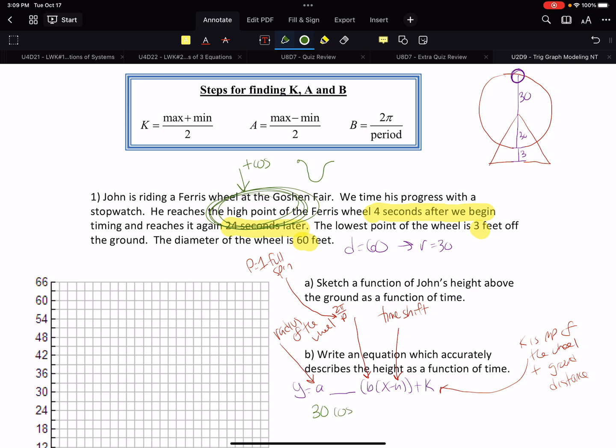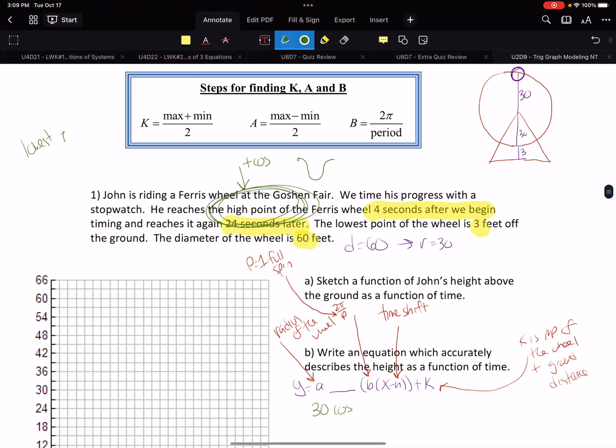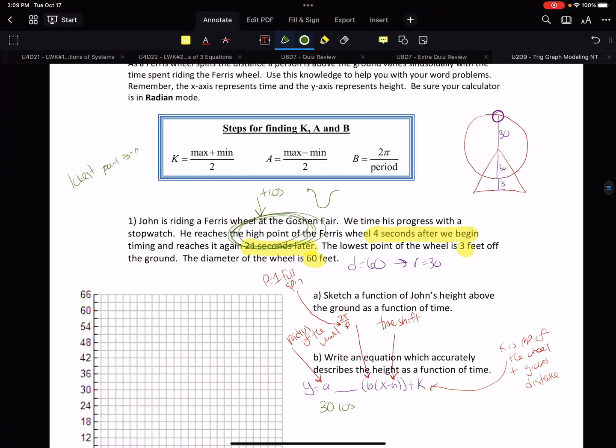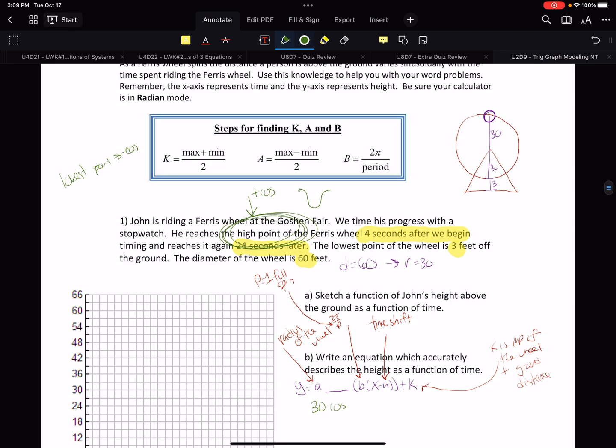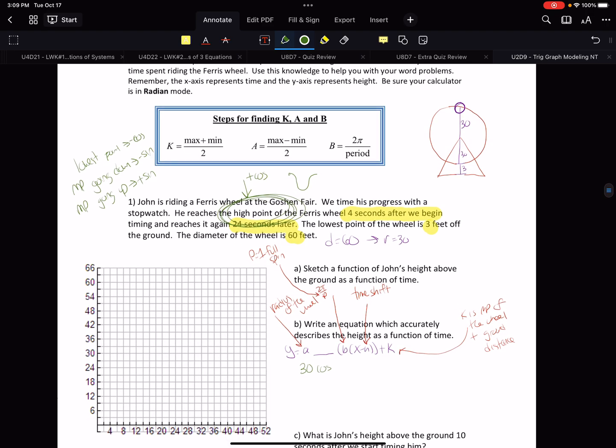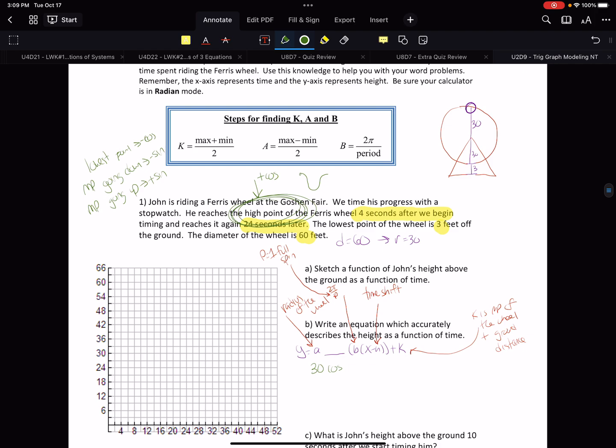Now, what would be the lowest point? The lowest point would be a negative cos graph. So we have lowest point, it's a negative cos graph. If we have the midpoint going down, that's a negative sine graph. If we have the midpoint going up, that's a positive sine graph. So all the wording in this problem kind of leads us to what we need. So we got a highest point, positive cos.